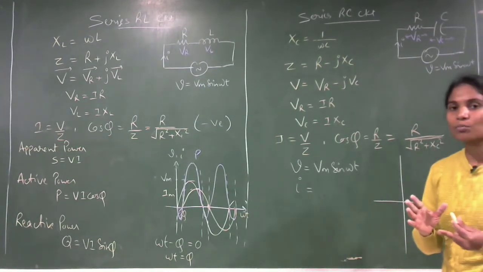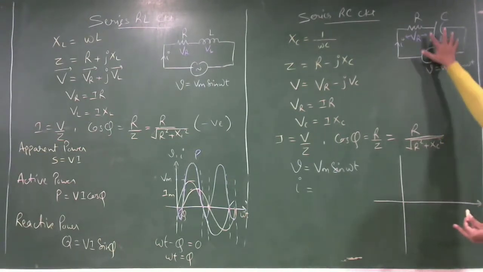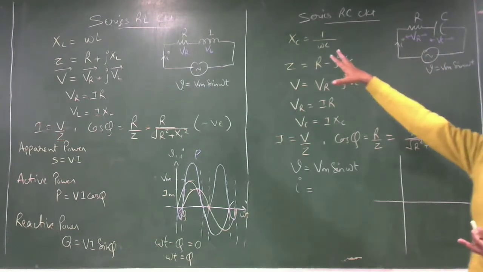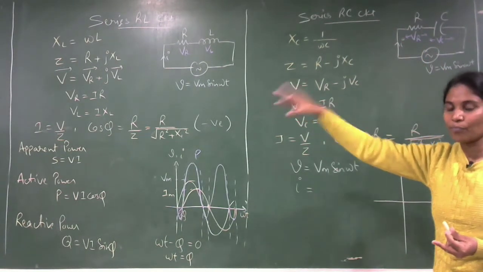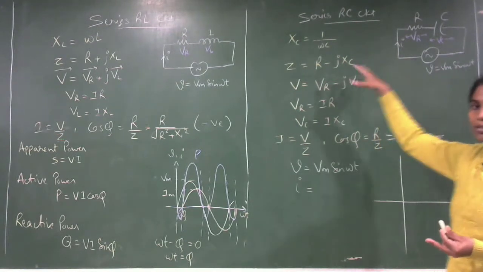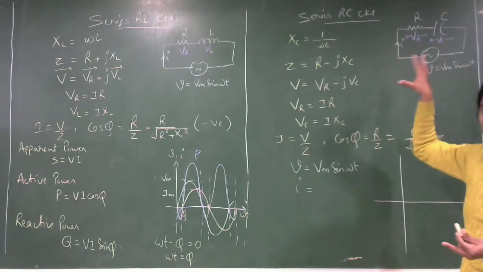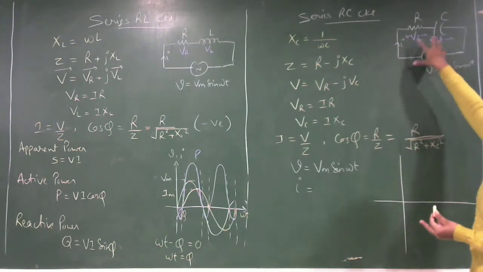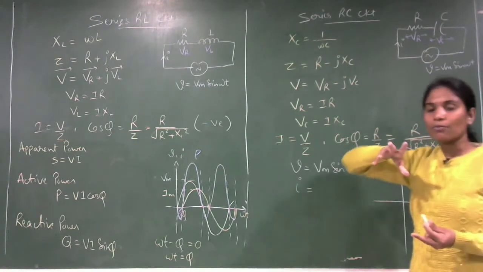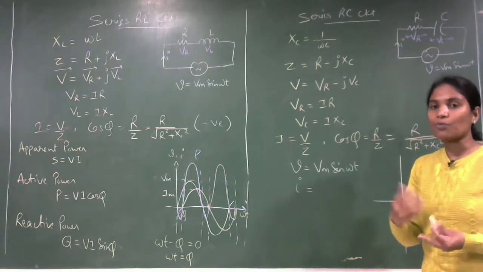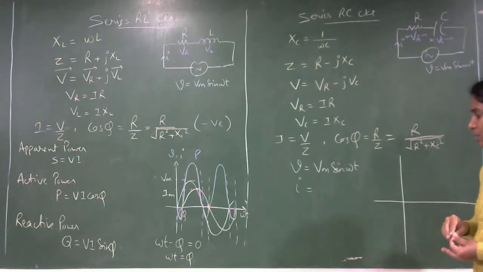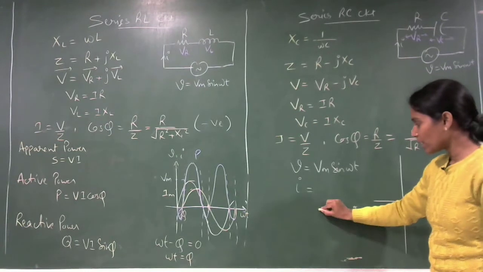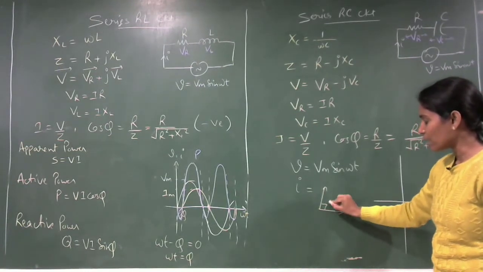Pure capacitance means only the capacitance is connected across the supply, there is no other element. Likewise for pure inductance, only the inductance is connected across the supply. But here we have the resistance part, which means it is not a pure capacitance or pure inductance circuit. We have the combination of RL and RC, so there will be some difference from the previous lecture on pure capacitance, where taking the voltage as reference, the current leads the voltage by exactly 90 degrees.